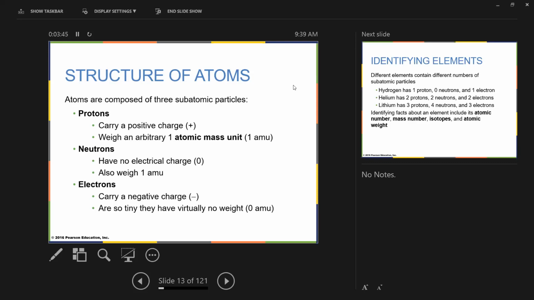So atoms: every atom is the same, at least in its makeup. Every atom has protons and neutrons and electrons. Hydrogen doesn't have neutrons in its basic state, but every other atom does. So every atom is made up of protons, neutrons, and electrons in a specific combination.